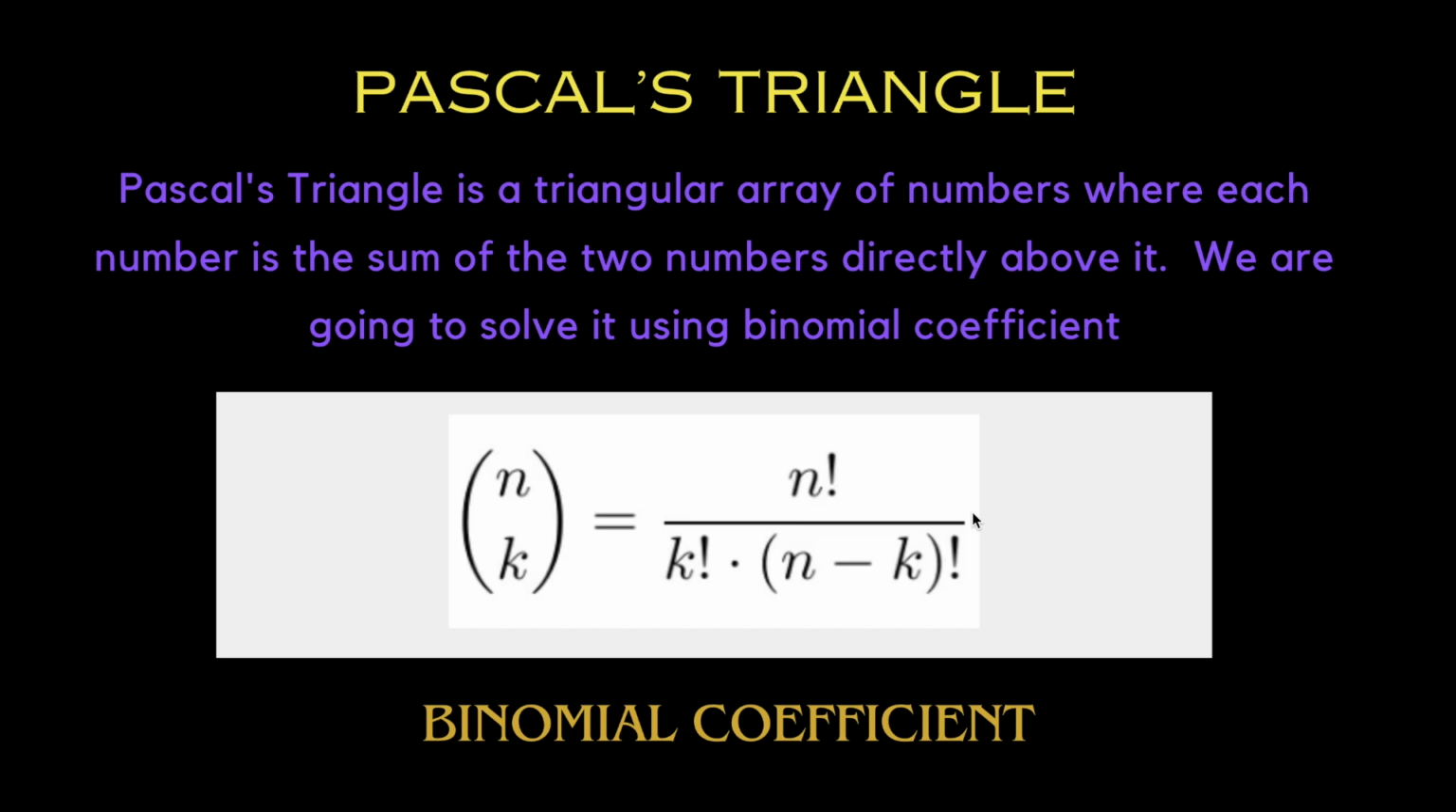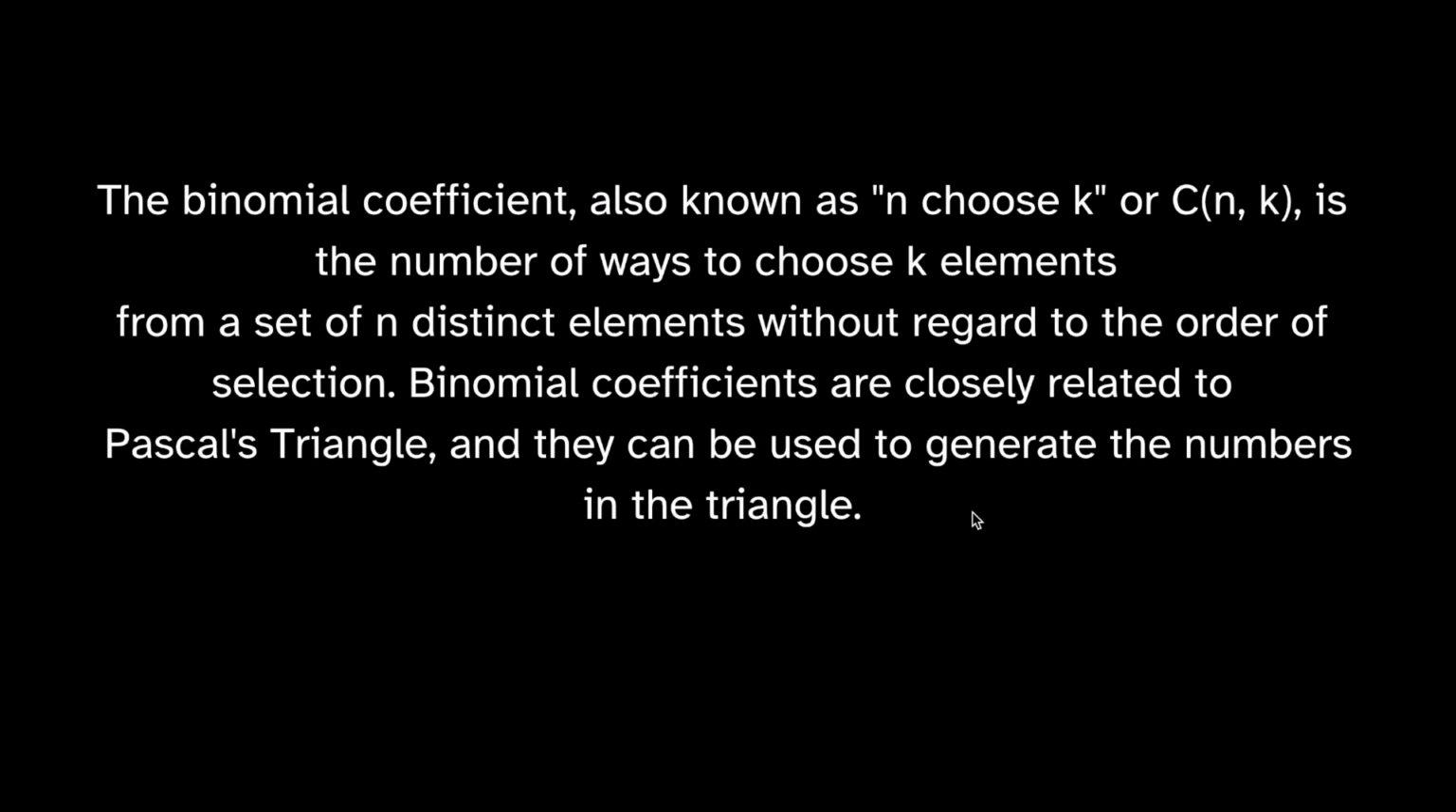So I'm going to solve the Pascal's triangle using the binomial coefficient method. As it is the summation of the two numbers, it can be easily solved with the combinations method in mathematics. The binomial coefficient, also known as n choose k, is the number of ways to choose k elements from a set of n distinct elements without regard to the order of the selection. The binomial coefficients are really closely related to the Pascal's triangle, and we'll see how we can calculate it.